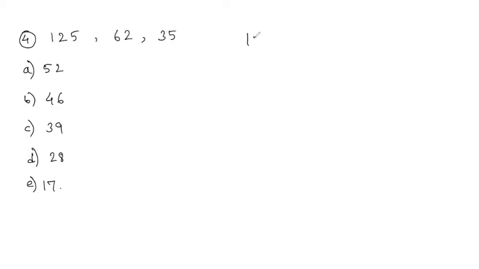So, first let us check the difference. This is in descending order, so in this way we can do subtraction. What is the first difference? 125 minus 62. 63. Okay. Next difference, 62 minus 35. 27. Okay. So here there is no relation between 63 and 27. There is no such relation at all.